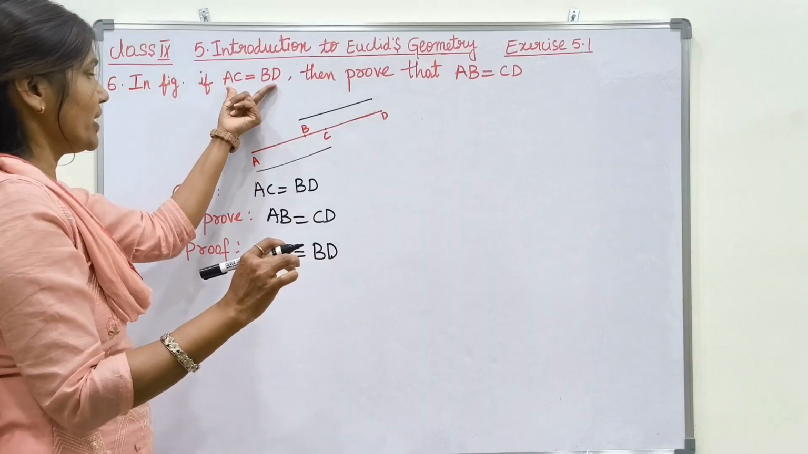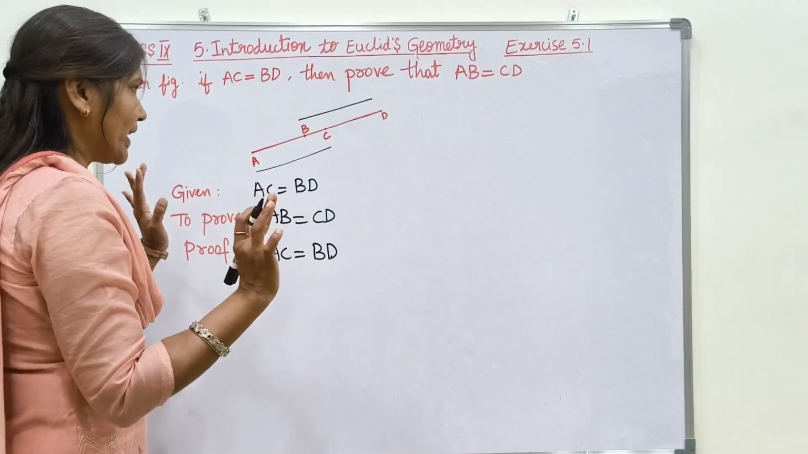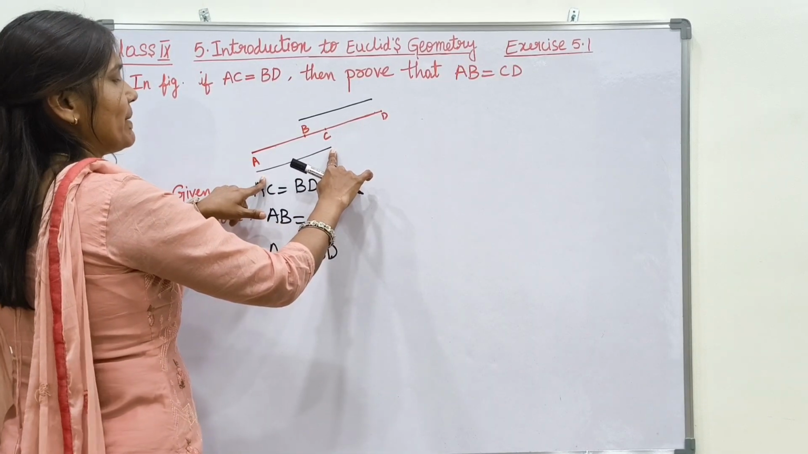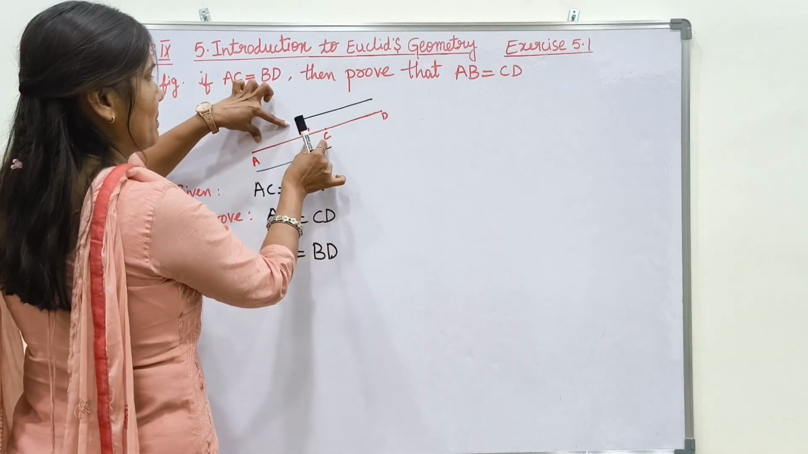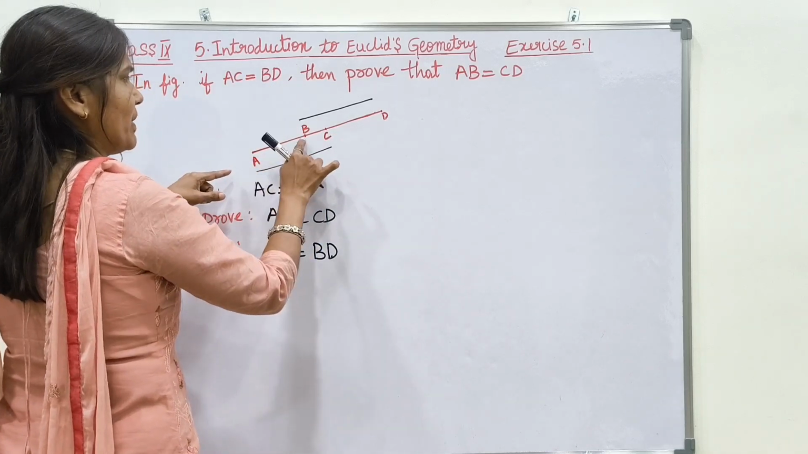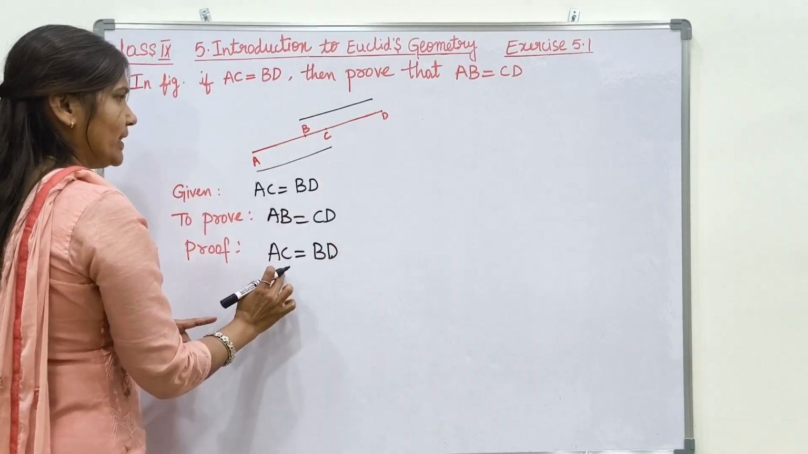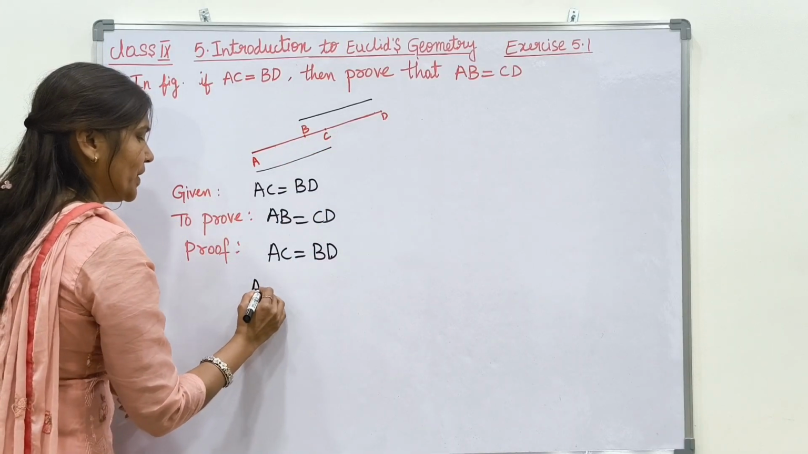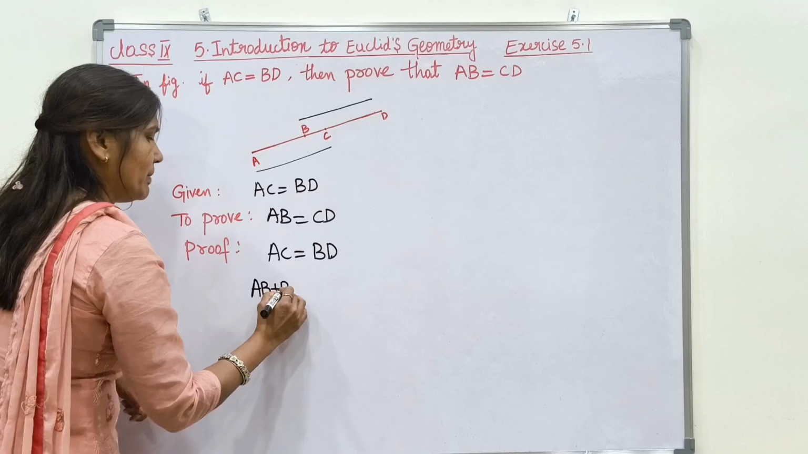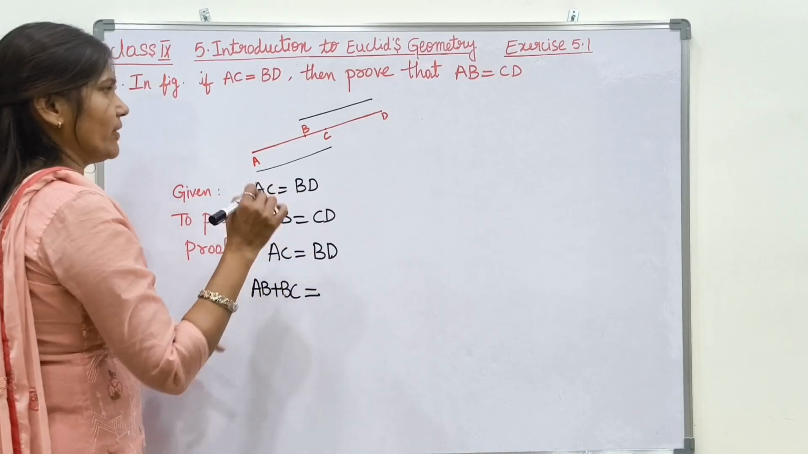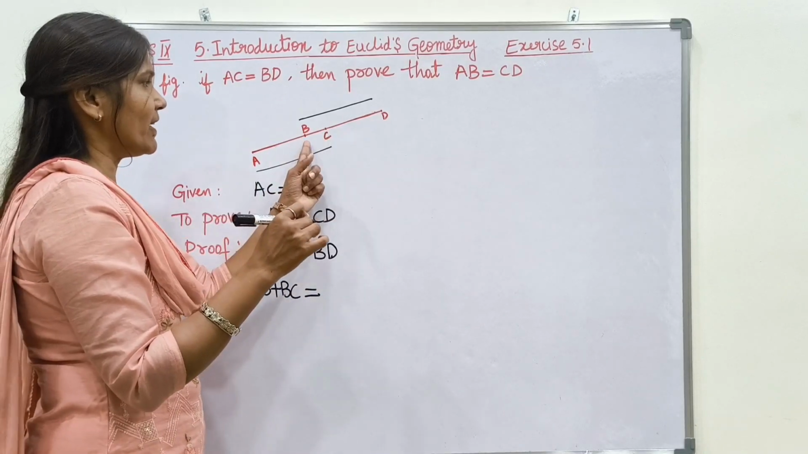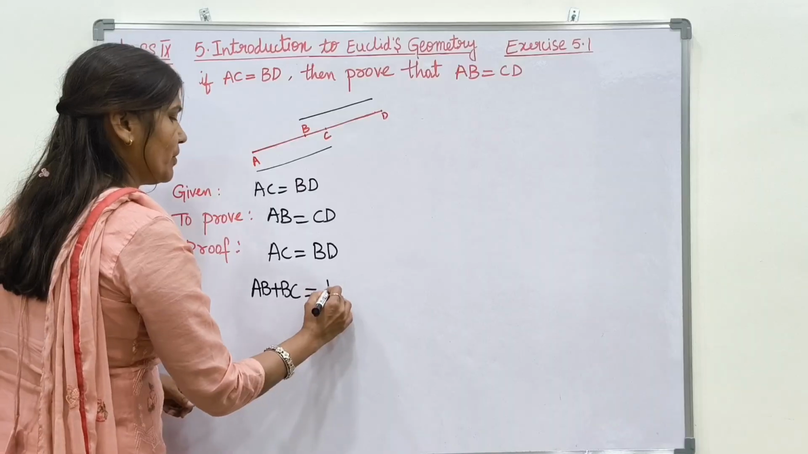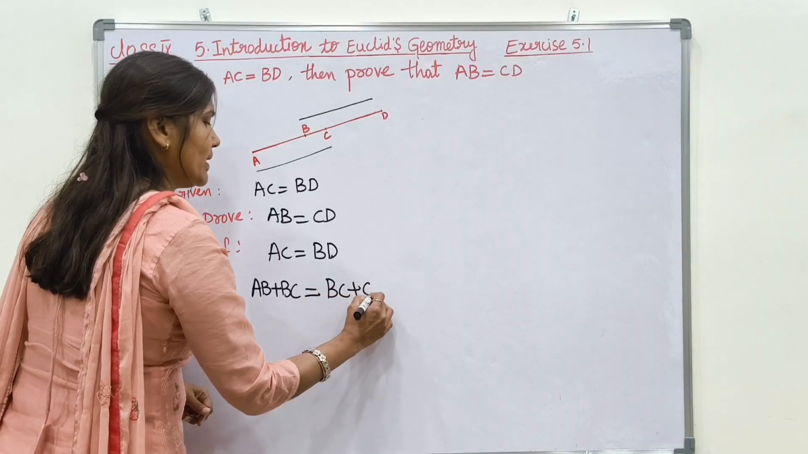What is given in the question? AC is equal to BD. Here carefully listen. AC, what can we take? AC means AB plus BC we can take. So AC is AB plus BC, is equal to BD, and BD is BC plus CD.